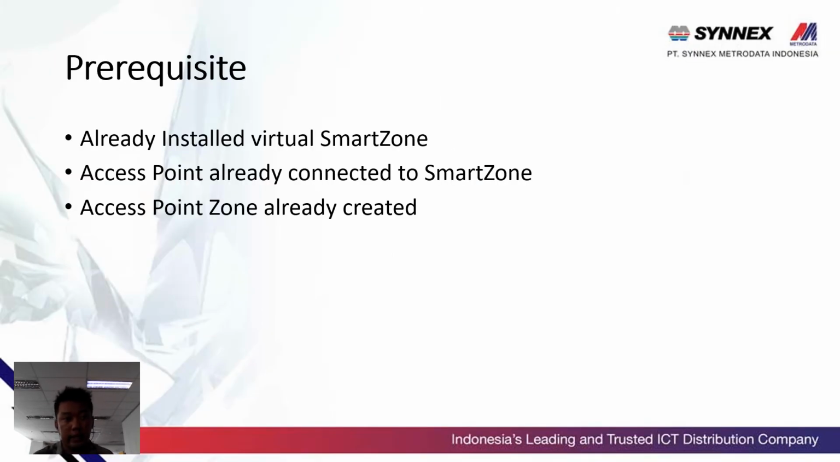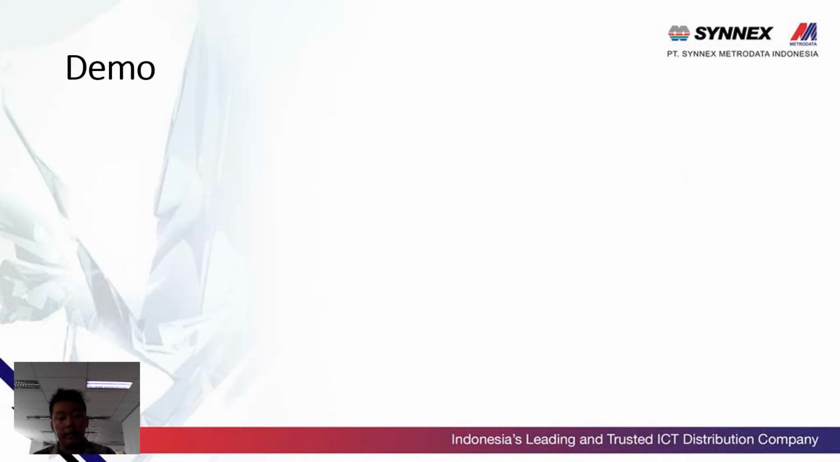And the prerequisites for this activity are: first, we must already have installed virtual SmartZone. Second, the access point is already connected to the SmartZone. And third, the access point zone is already created. And let's go to the access point.